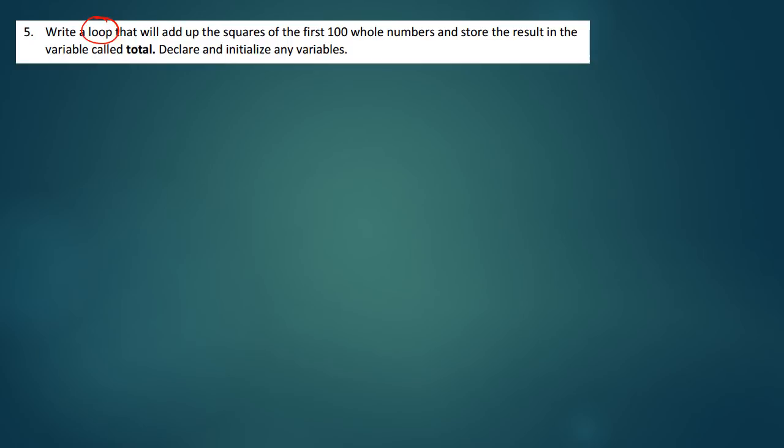I just need to write the loop that would, at some point, if it was in a program, go inside of a function. But this is just a question to test my ability to write a loop. So I know that I'm going to do the first 100 whole numbers, and I know I need a variable called total. So I'm going to start out by declaring my variable total and initializing it. Since total is going to store a sum, I'm going to initialize total to 0.